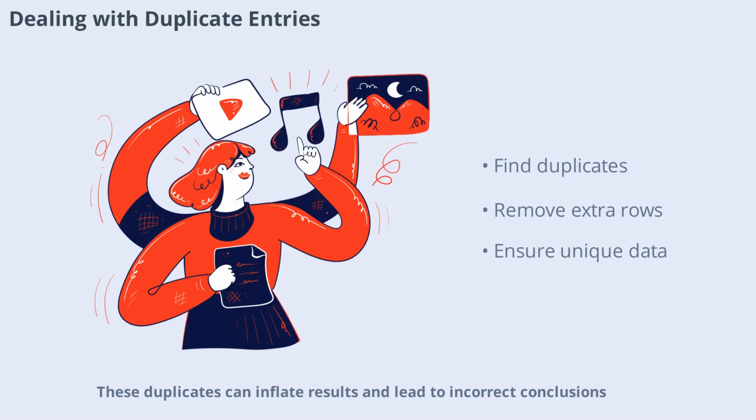These duplicates can inflate results and lead to incorrect conclusions. Identifying and removing duplicates is a key step in data cleaning. Most tools offer functions to find and drop duplicate rows, ensuring each observation is unique and the analysis is accurate.